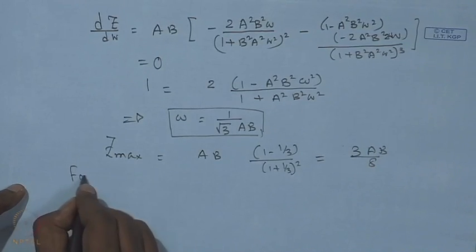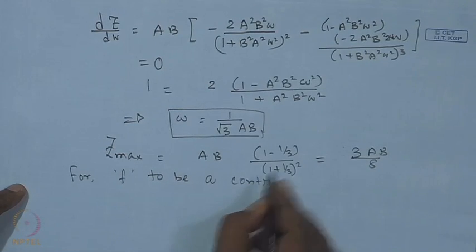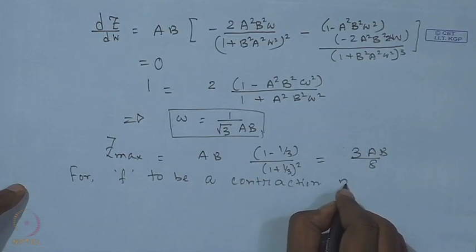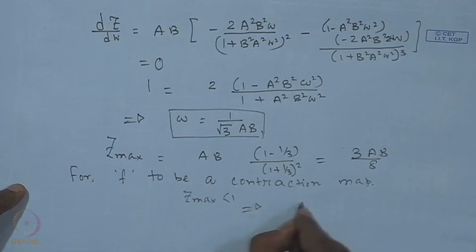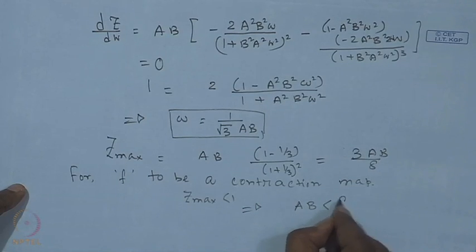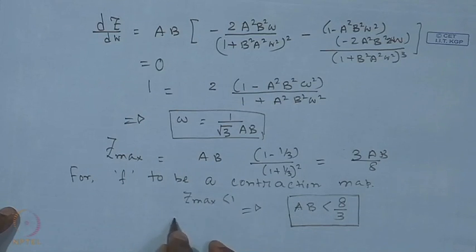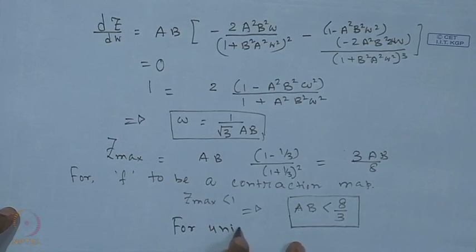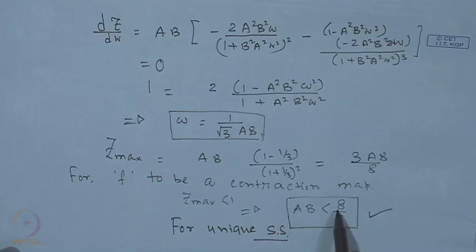Now, for f to be a contraction map, the condition is z max should be less than 1, and we will have a b should be less than 8 over 3. That is the condition. So this is the relationship between the two parameters a and b, that is a b should be less than 8 by 3 for the existence of a unique steady state. So we will select a and b such that this is less than 8 by 3, so that a unique steady state will exist in the system.